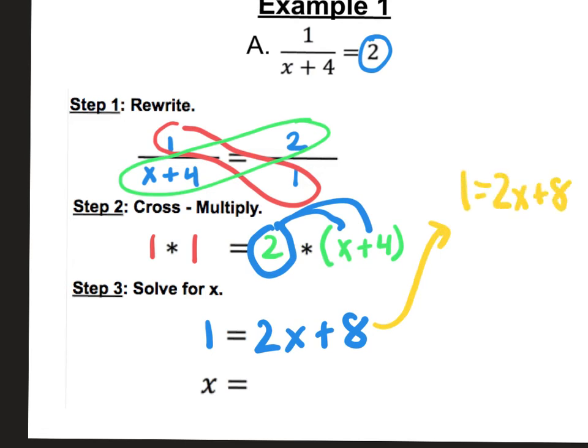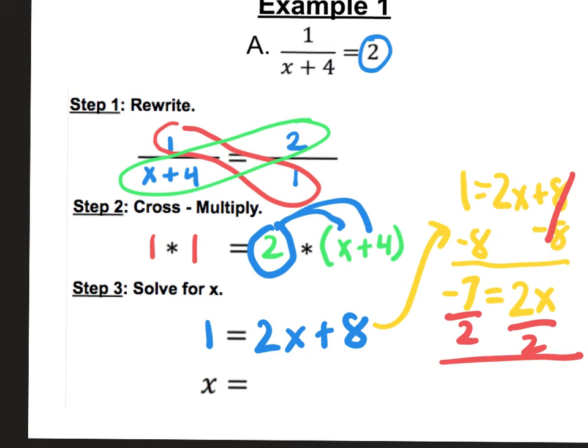I'm going to go ahead and move my 8 to the other side, so I'll subtract 8 from both sides. When we do that, we get 1 minus 8 is negative 7 equals 2x. Our 8's canceled. And then we're going to divide both sides by 2 to get rid of that 2. And when I do that, we get x equals negative 3.5. Again, you can go ahead and type in negative 7 divided by 2 to find that decimal. So my final answer would be x equals negative 3.5.